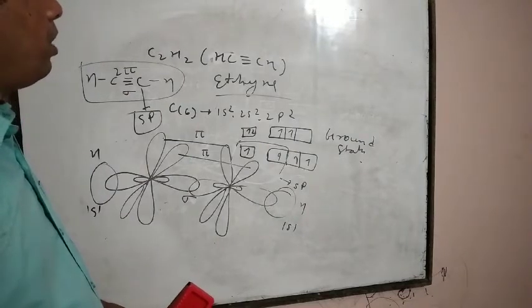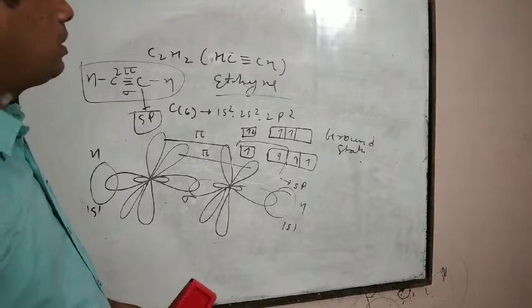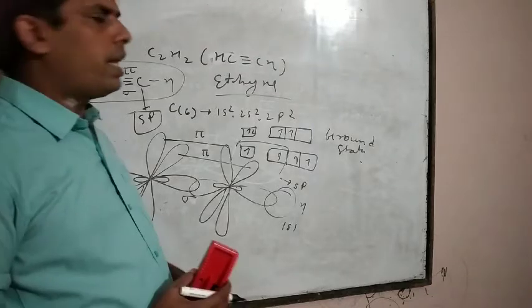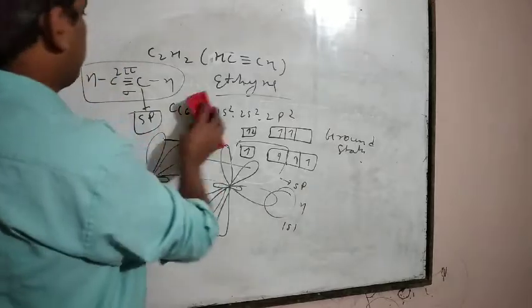Similarly, if you want to calculate the hybridization on the central atom of a cation and anion, then what happens?